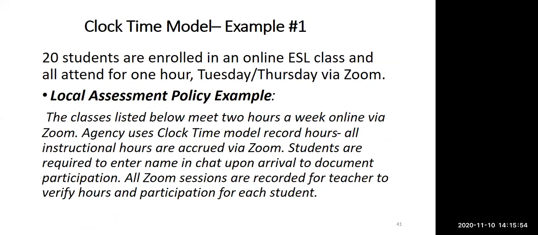In this example, we have 20 students enrolled in an online ESL class. Everybody attends for 1 hour on Tuesday, 1 hour on Thursday via Zoom. That would be clock time model, and that would be synchronous. So here's an example of how we might write it. We just list the classes below, say how many hours a week they attend. We're using clock time. The hours are recorded via Zoom.